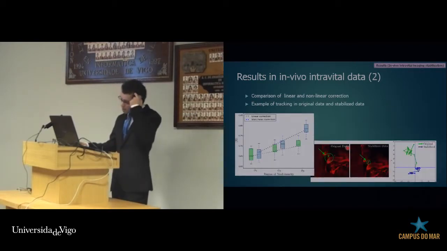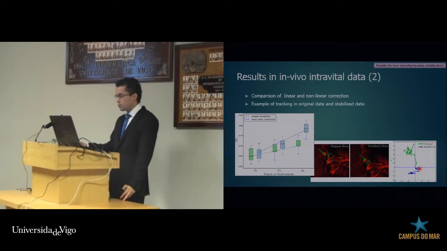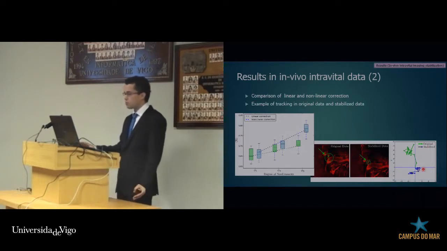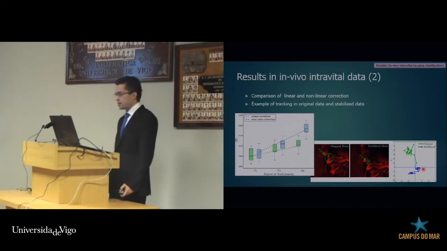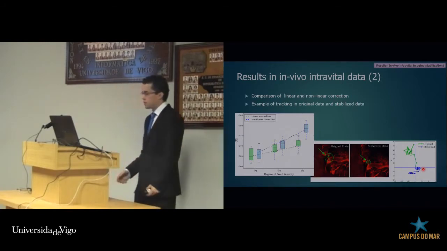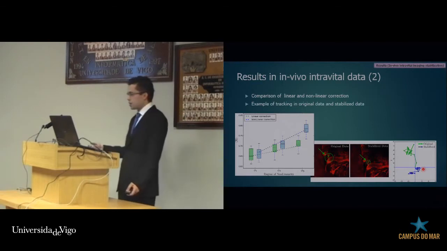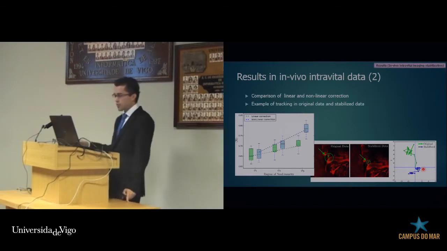This is a small tracking example, only to see the difference between a track in the stabilized data, which you can see in blue, and the original data. You can see that it's completely different, and it's really important to stabilize the data, because otherwise you are going to obtain different results that are not true.